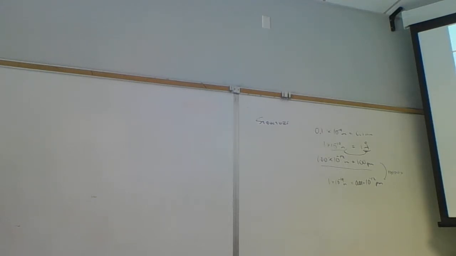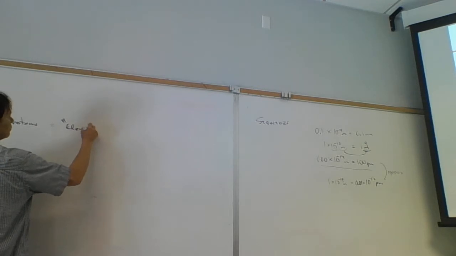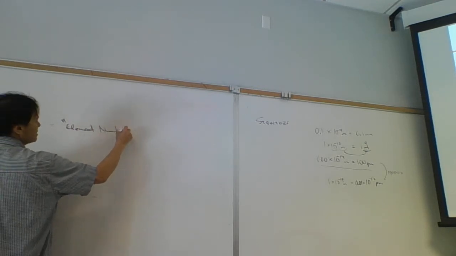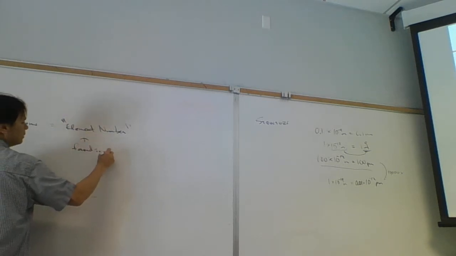And so the first thing is Z. Z is what we call the atomic number. It's the number of protons in an atom. It's also called the element number. Because this is the number found in the periodic table.